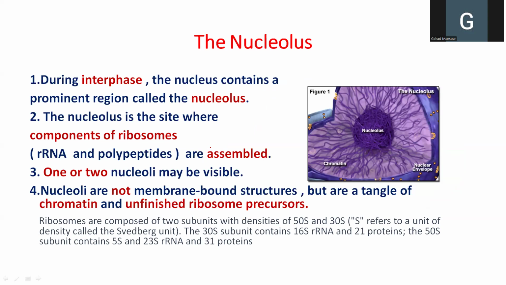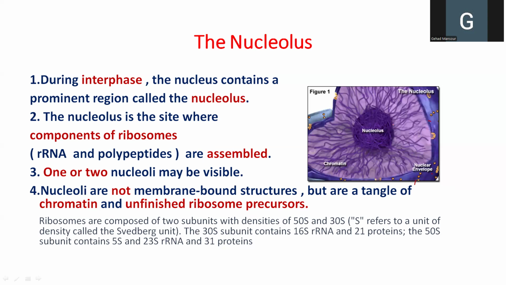Okay, inside the nucleus, as we said before, we have a shiny body which is called the nucleolus, and that shiny small body is not surrounded by a membrane at all, and it is the site where assembly of ribosomal RNA and polypeptides occurs to form fresh ribosomes. In some nuclei, when the cell is very active, like in certain liver cells, you might find 2 nuclei, or you might find 1 nucleus with 2 nucleoli. The nucleoli, as we said, contain chromatin, ribosomal RNA, and unfinished ribosome precursors.